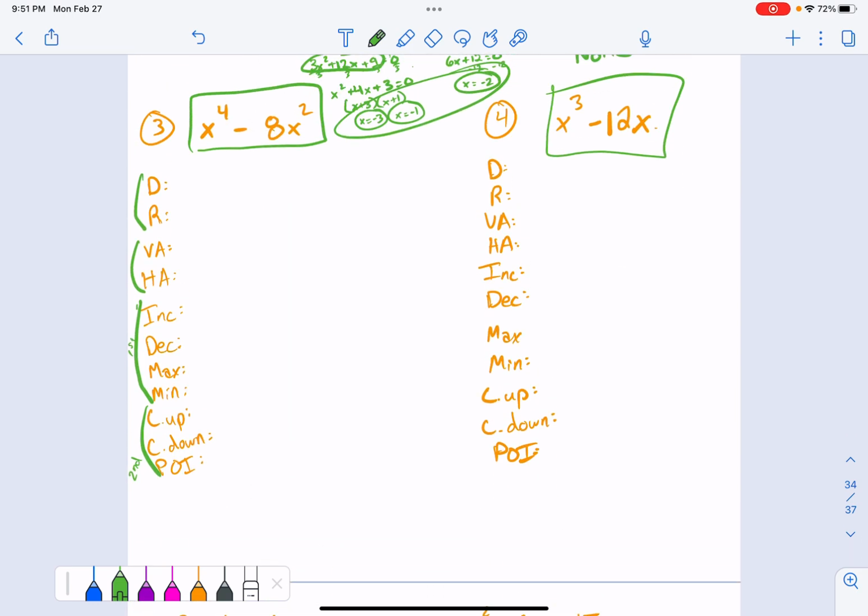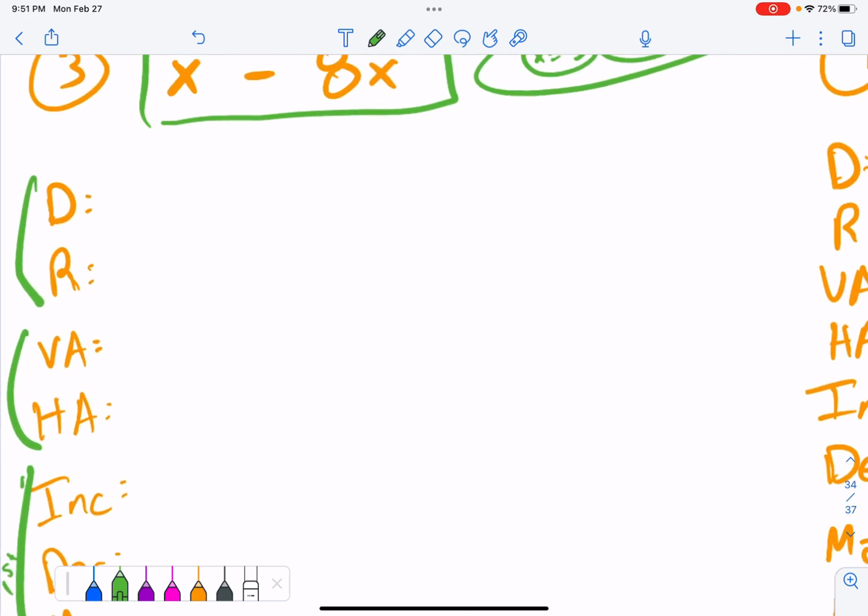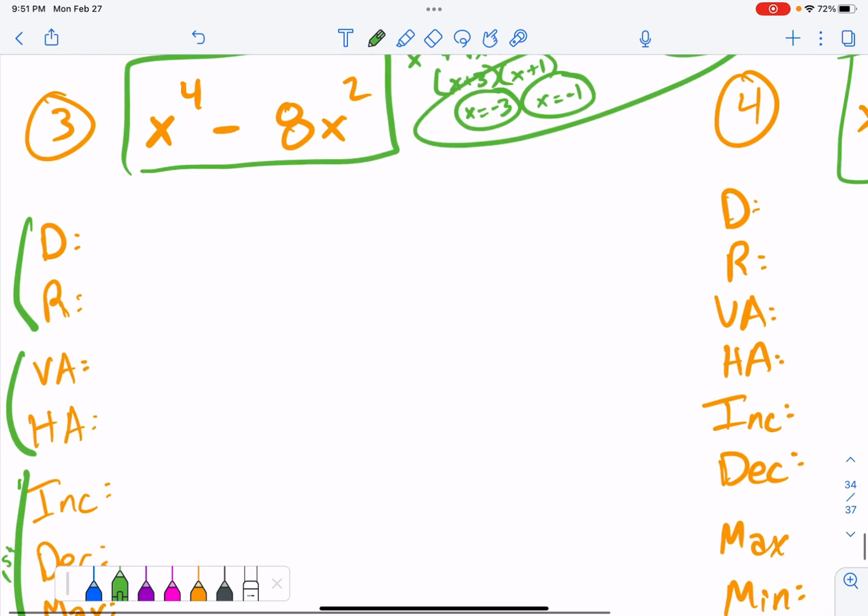So pause if you need to, fill those in, see what you get, okay? Domain and range. This one's not going to have any negatives inside of a square root or division by 0 that we have to worry about, okay? So his domain is going to be all reals.